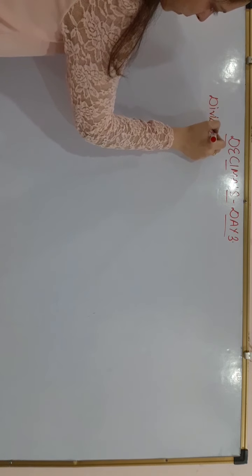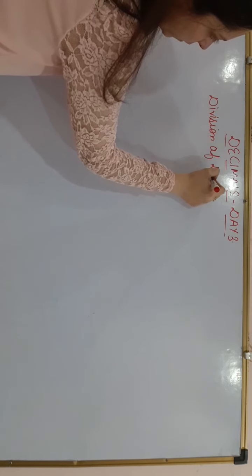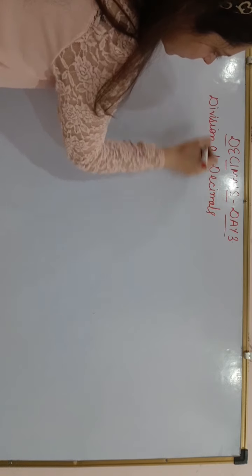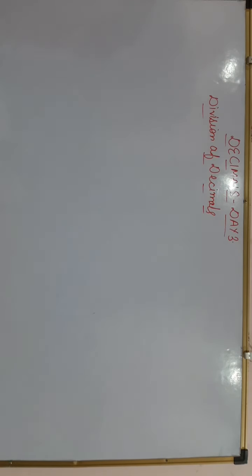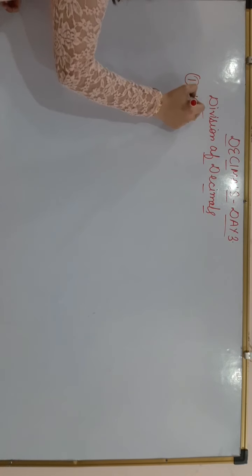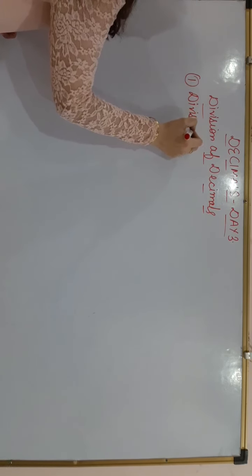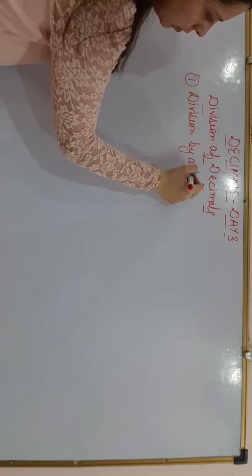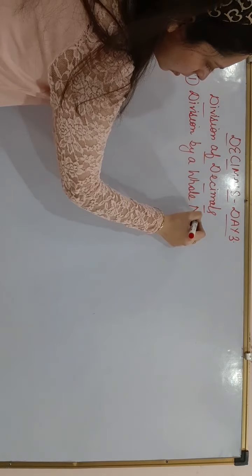In division of decimals, we will discuss three parts, that is division by a whole number, then division by multiples of 10, okay, and then division by multiples of 10. Okay, so we will discuss two topics. So yes, first topic will be division by a whole number.